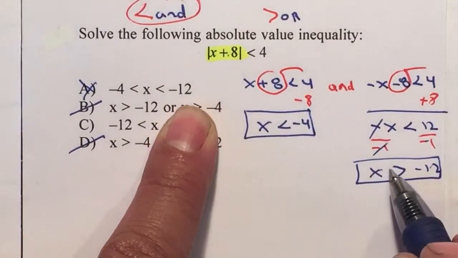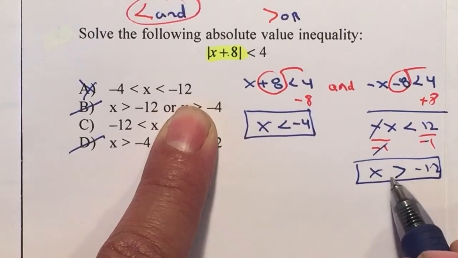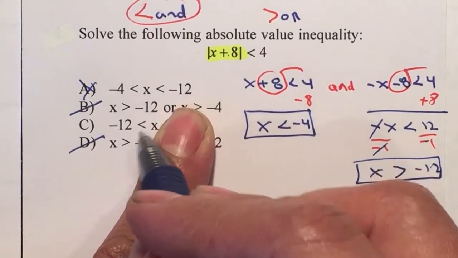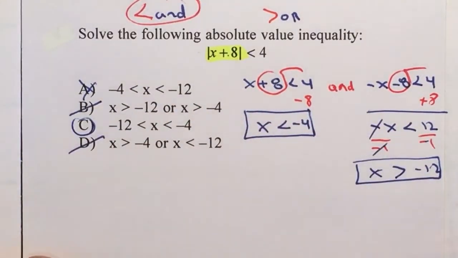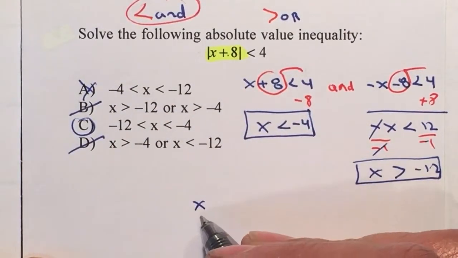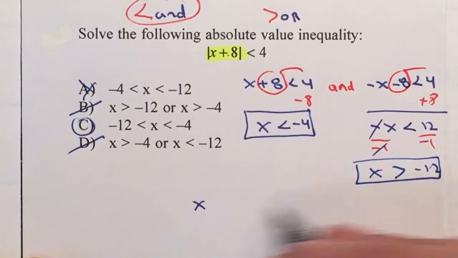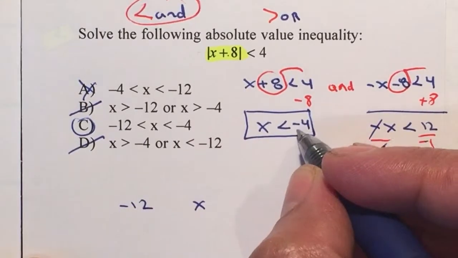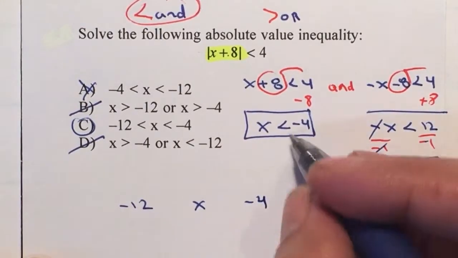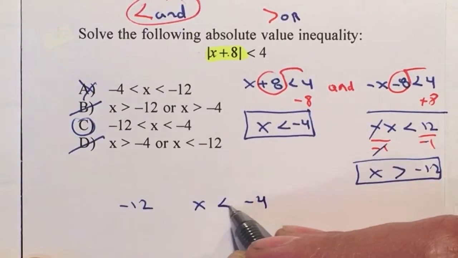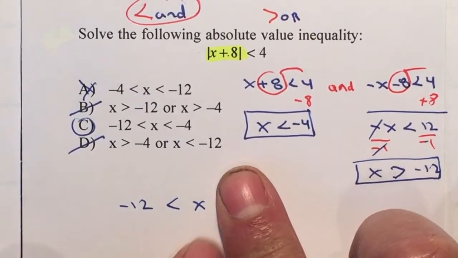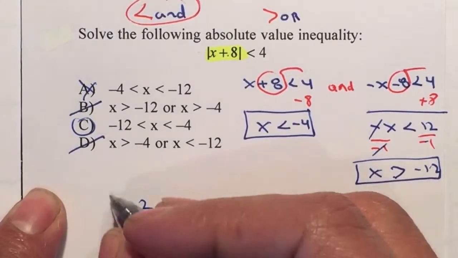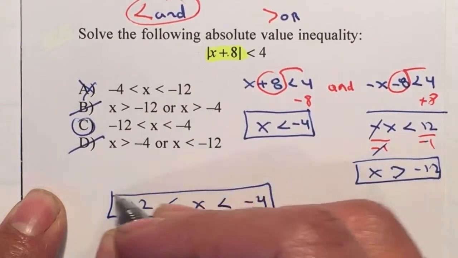When you choose the second one, X is greater than negative 12, you have to read it backwards. X is greater than negative 12, letter C. Or you can rewrite it: X in the middle, smaller number on the left, which is negative 12, bigger number on the right. X is less than negative 4, and the alligator is eating the X, or just think about reading it backwards. X is greater than negative 12. Either way, your answer is letter C.